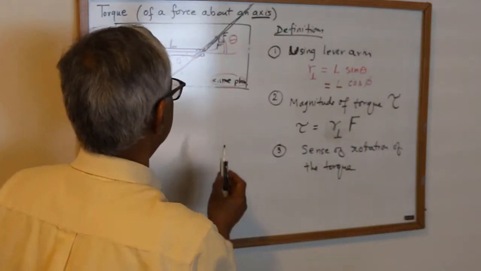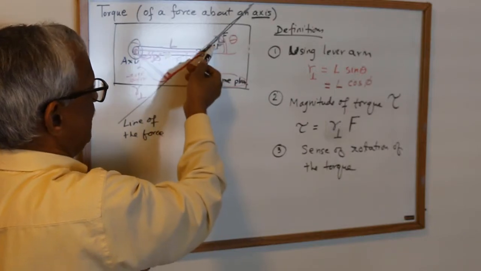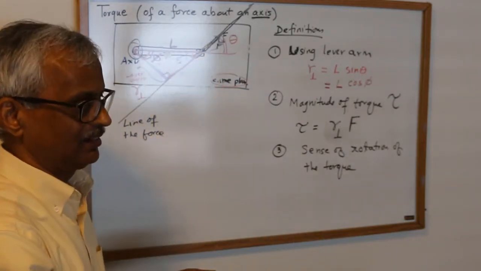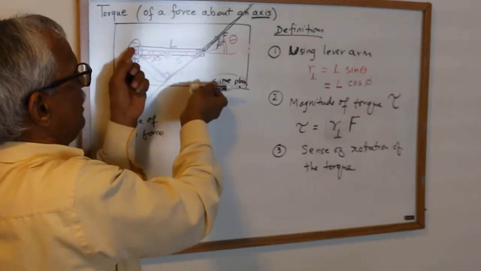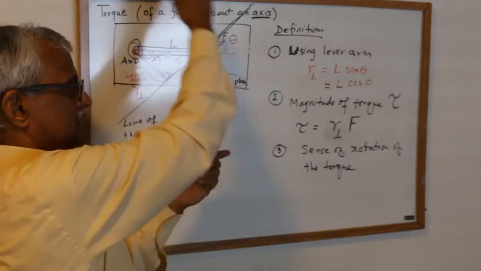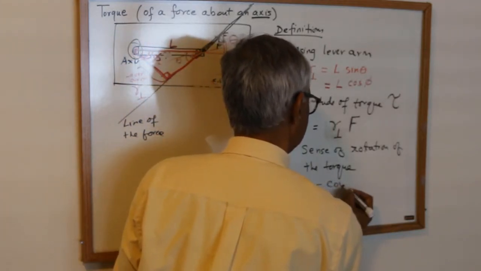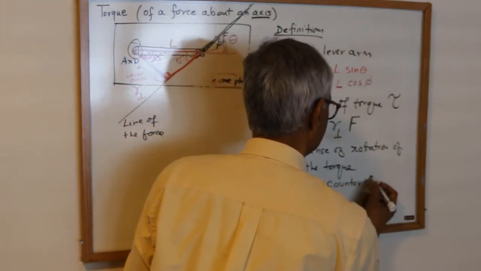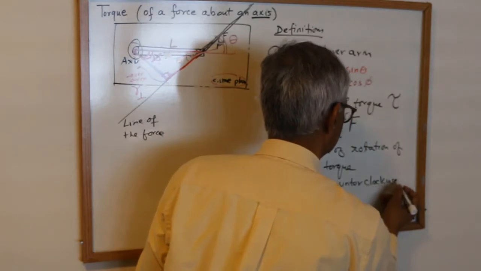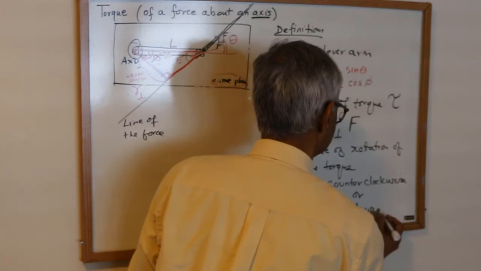So if I look at the current situation, if this is the axis and this is the only force acting, then this will try to rotate it that way. So this will be counterclockwise, or clockwise, but in my example here it's counterclockwise.